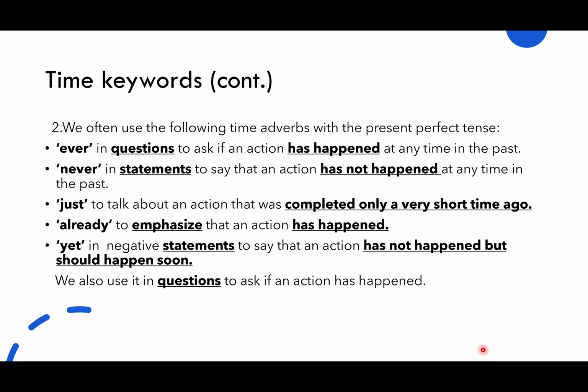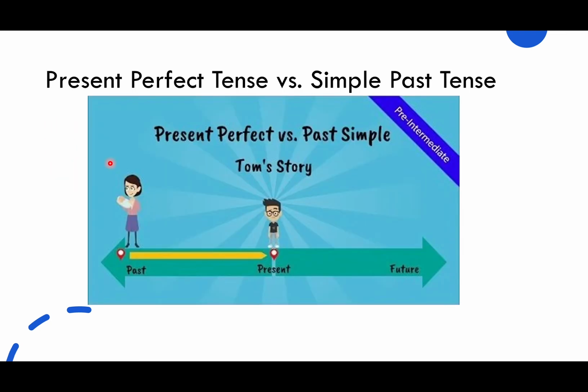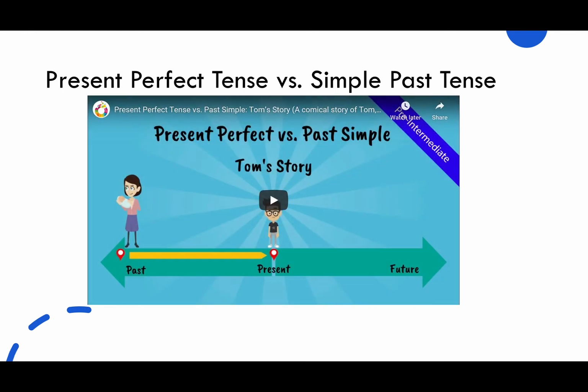When we are using ever, for example: Have you ever been to Japan? Yes, I have been to Japan. We don't use ever in the positive answer. But when it is a negative statement: No, I have never been to Japan. We need to use never for negative answers, and ever in questions, okay? Now let's look at a little video about present perfect tense versus the past simple tense.